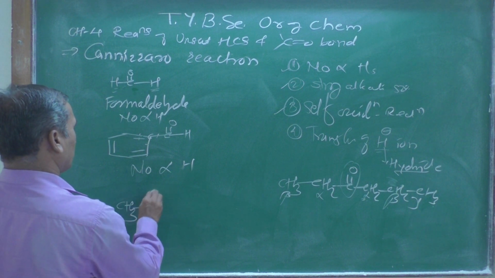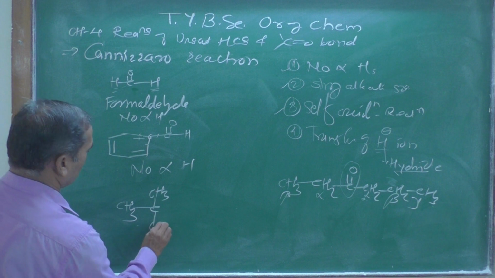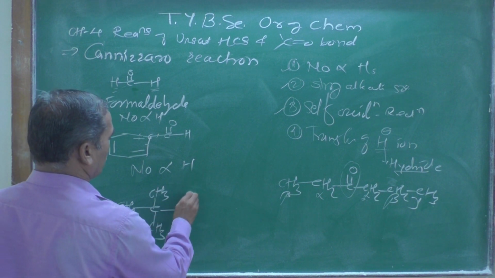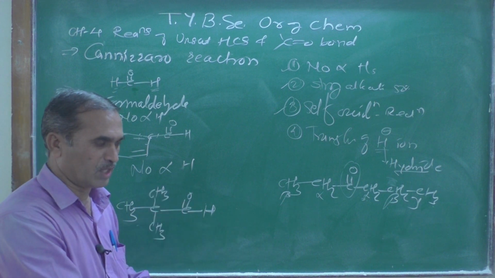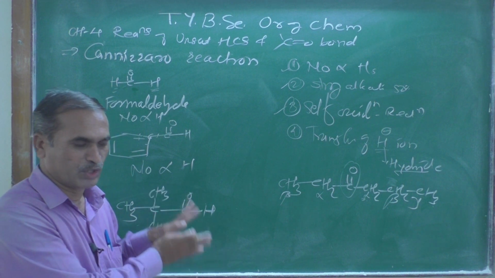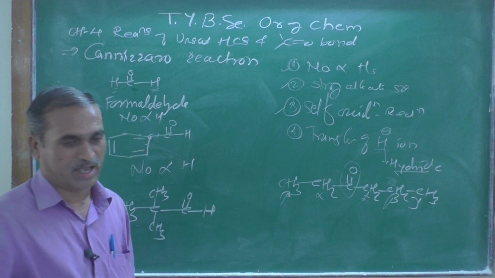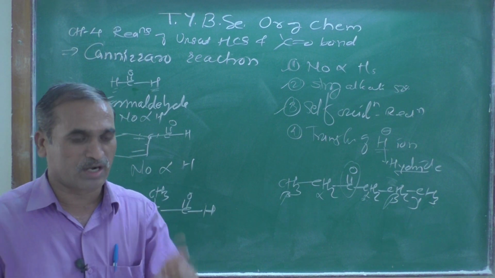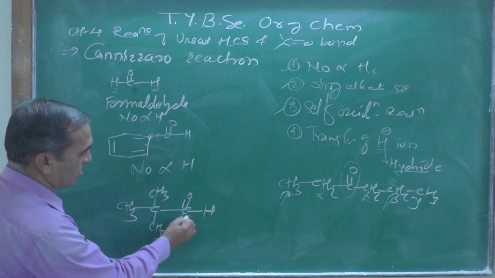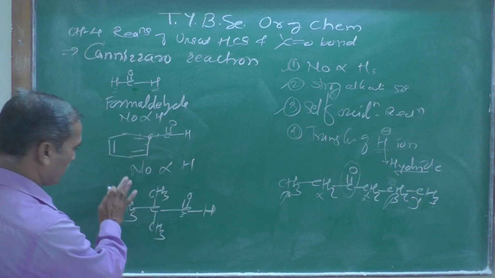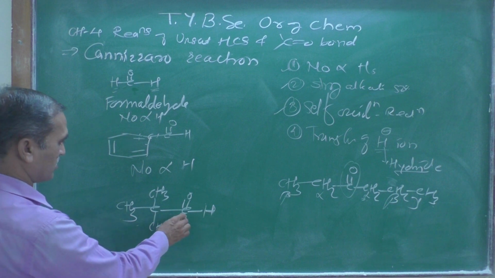Now let me give another example here. CH3, then here CH3, another CH3, C double bond O, and this one H. Does this molecule, whatever it may be, we don't know the IUPAC name, but it is an aldehyde. Does this molecule undergo Cannizzaro's reaction? What do you think? Look at here, this is a carbonyl group, right?